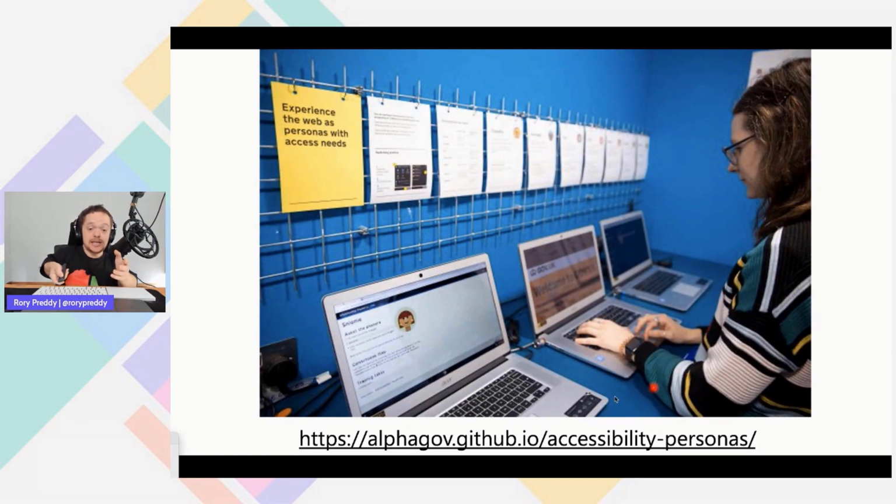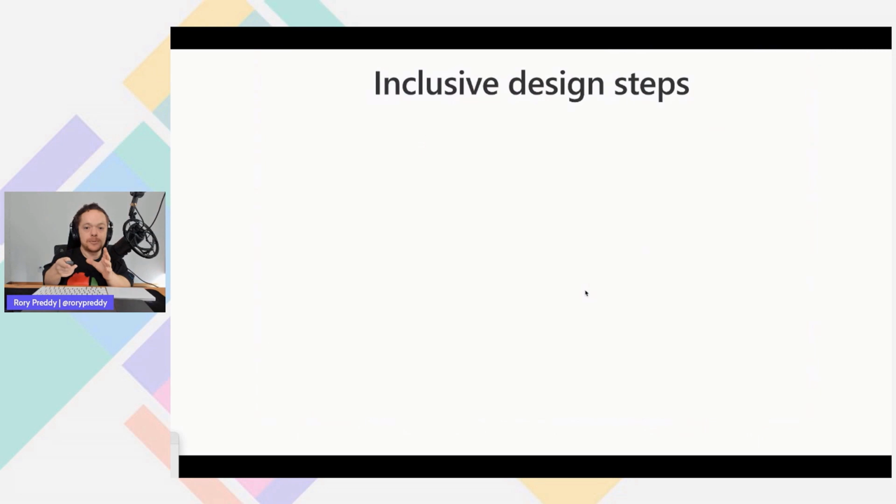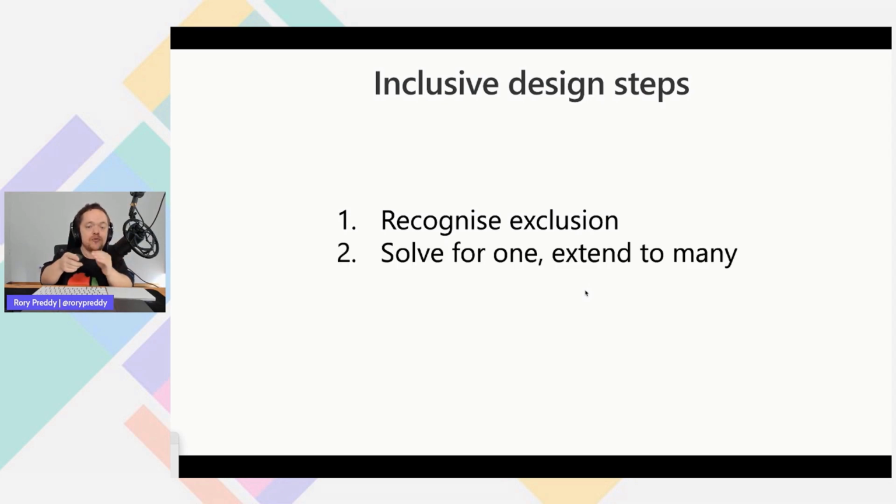Now, you can go in and get all of those persona spectrums. They're freely available at alphagov.github.io, accessibility personas. And then you can start to actually shatter that empathy bubble. So this is part of inclusive design. You recognize exclusion, you have your persona spectrums, then you solve for one, extend to many.